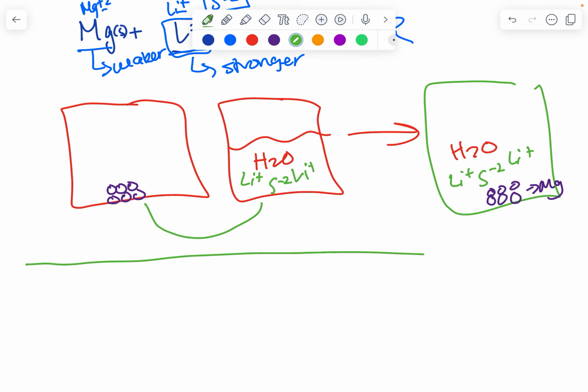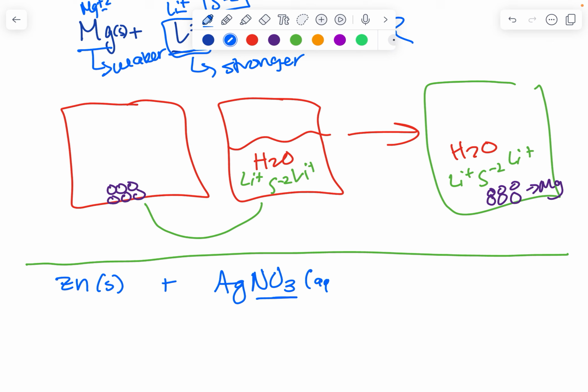So let's try another one. So now let's say we have zinc, which is a solid, plus AgNO3. These are always soluble, so nitrates are always soluble, so this would be aqueous. All right, so now let's look at our ions. So Zn is +2, Ag is always +1, NO3 -1. So we have 2 positives fighting for this 1 negative. So we need to see who's going to win, zinc or silver.